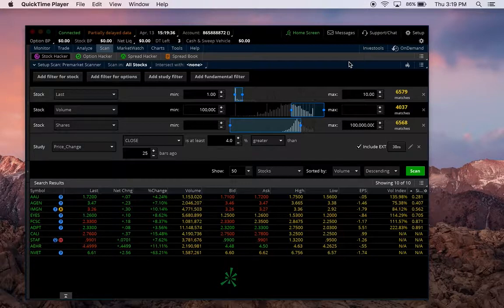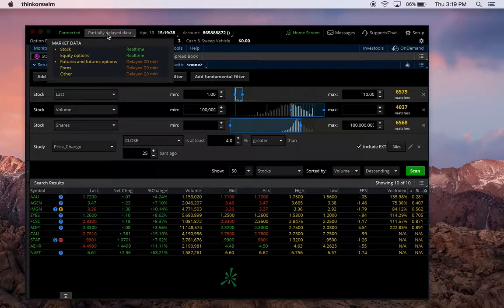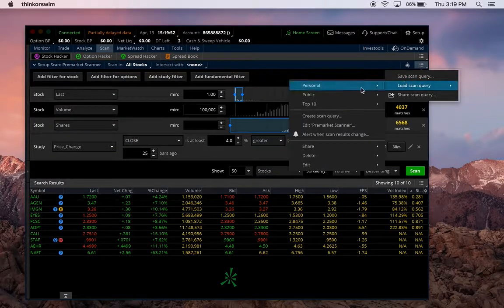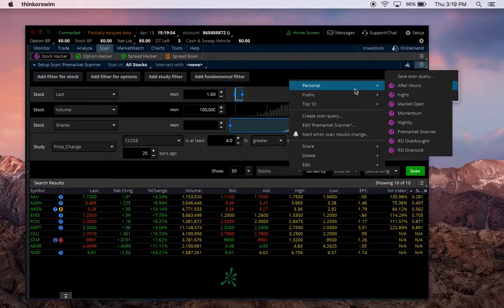I just want to clarify to start off. It says partially delayed up here. It's not delayed for equity, so that's real time. Don't worry about that. So yeah, I'm gonna take you through my parameters here. I have basically three scanners I use. There's a bunch more here, but I really don't use the reversal scanners anymore. I've come to figure that the three scans that I do use are really all I need.